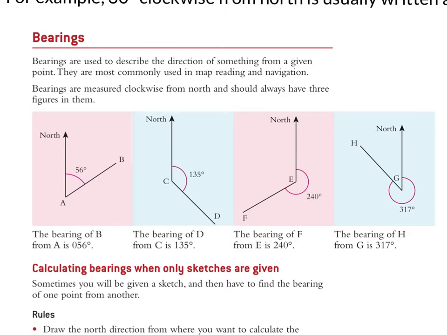The bearing of F from E is 240. So this time it's from Enniskillen. So we're at Enniskillen, we're facing north. You have to turn 240 degrees to be facing Finaghy.